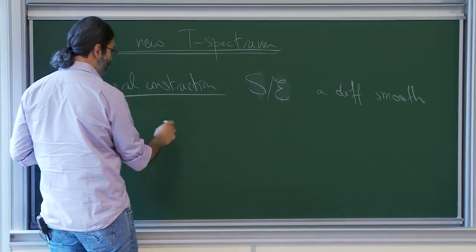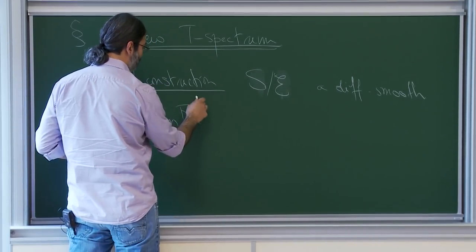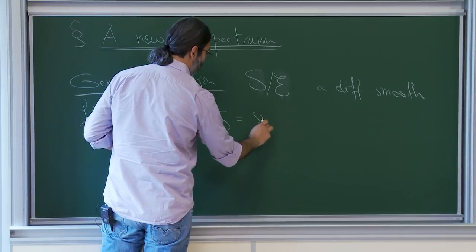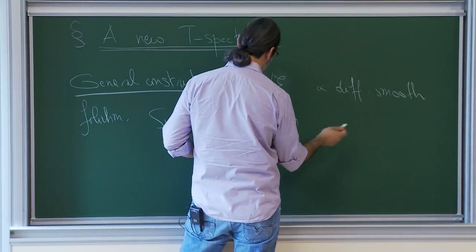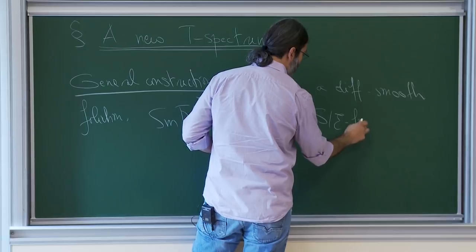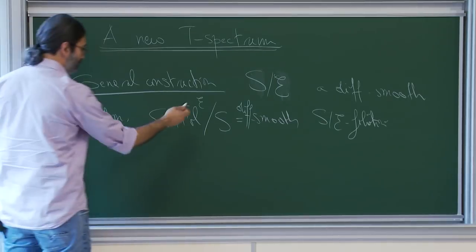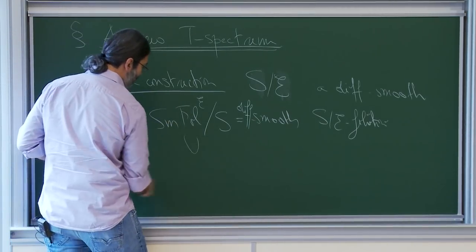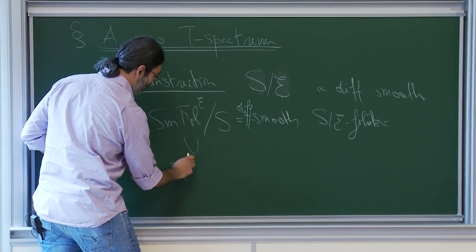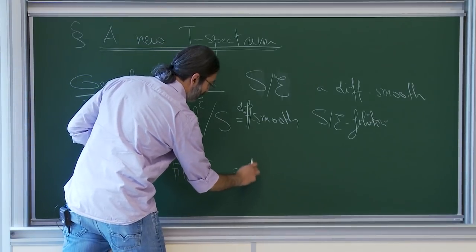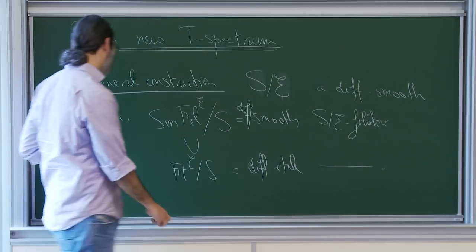To this we have the category of smooth foliations over this guy. So I denote it like this, smooth or diff smooth maybe. The objects are just morphisms of foliations which are smooth in the usual sense. Inside there is a smaller category, which is the category of diff étale foliations. I denote it like this.